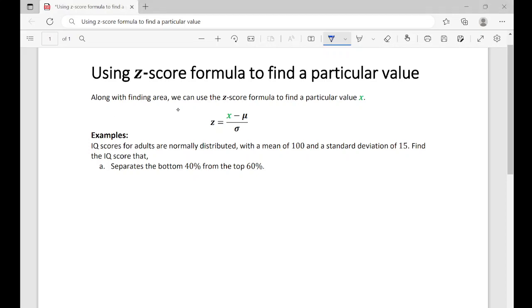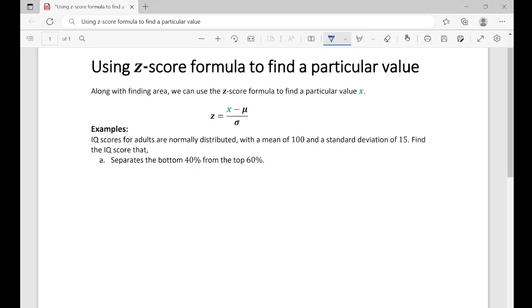Along with finding area, we can use the z-score formula to find a particular x value. So z equals x minus mu over sigma. We can use this to plug in for z, sigma, and mu and solve for x algebraically.